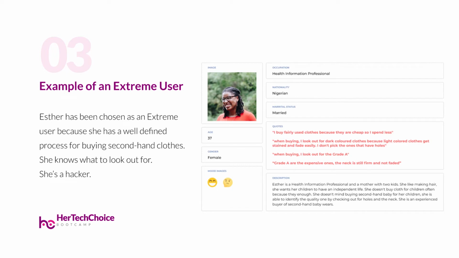Esther said that she buys fairly used clothes because they are cheap, so she spends less. And when buying, she looks out for dark colored clothes because light colored clothes get stained and fade easily. And she doesn't pick the ones that have holes. And when buying, she looks out for the grade A. The grade A are actually expensive ones, but their neck is still firm and they're not faded.